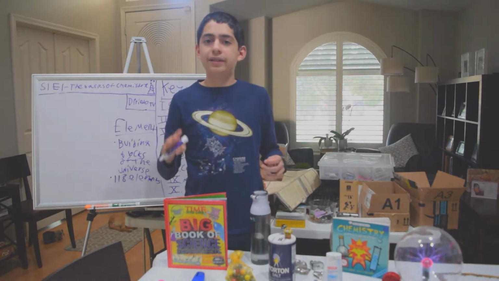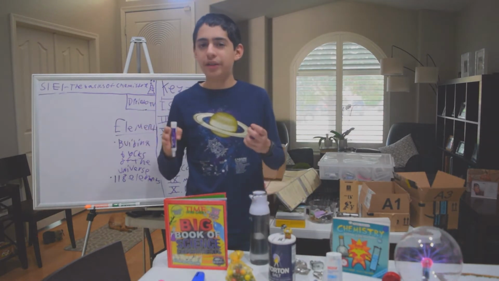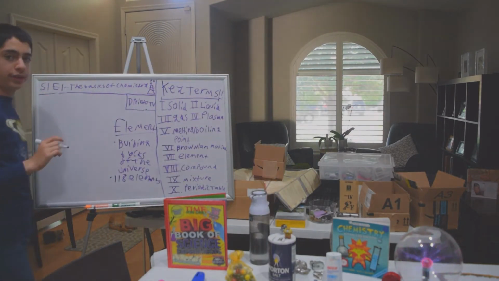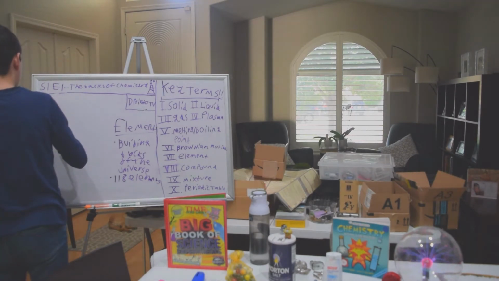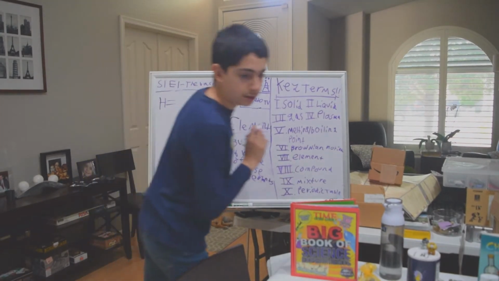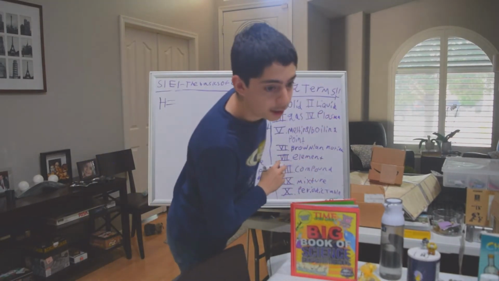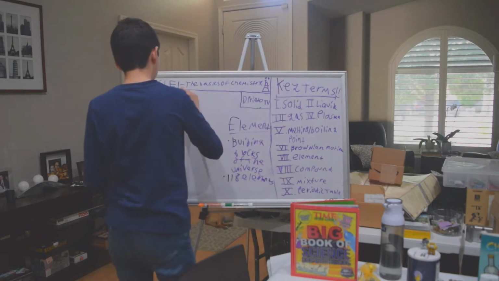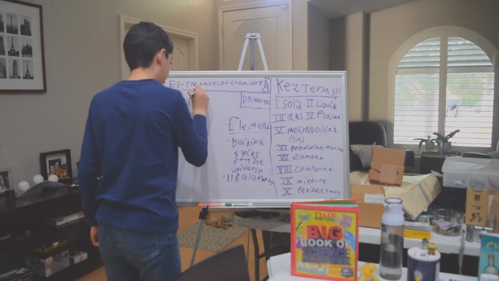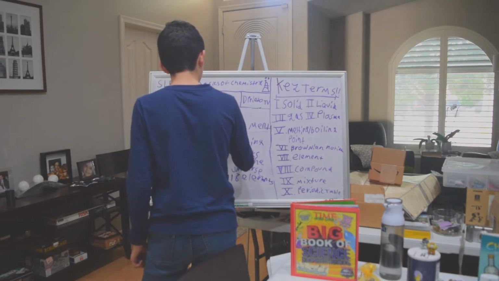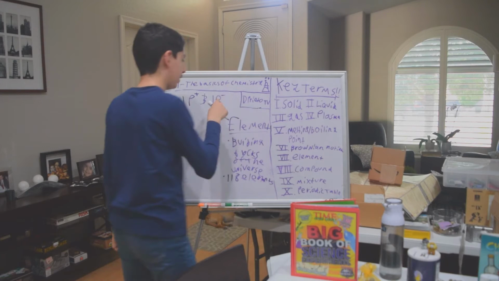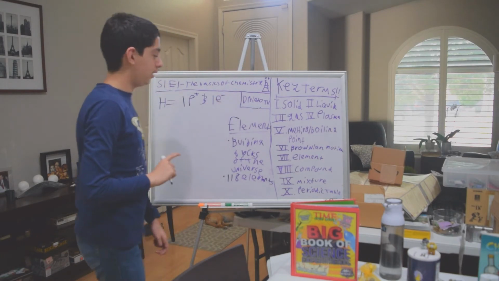As elements get heavier and heavier, they go in this order. The first element is hydrogen, represented with H. Hydrogen has one proton, and protons are always represented with a P and a plus sign next to it, and one electron. Electrons have a negative charge, which we'll get to next class, so they have an E with a minus right next to it.